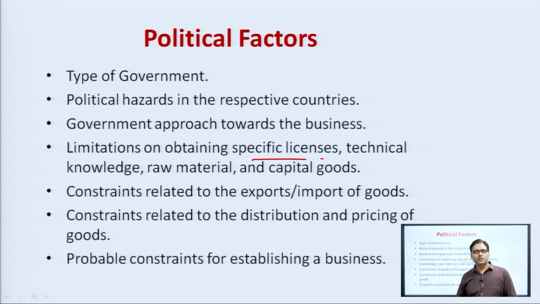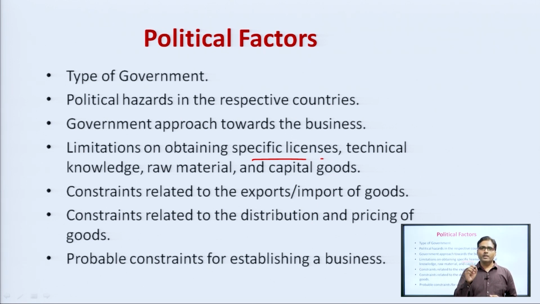What is the technical knowledge of the people there? What do they know, what kind of technical knowledge are they equipped with? What is the availability of raw material? Is raw material abundant or scarce in nature? Capital goods, what is the nature of capital goods? These are the restrictions and limitations regarding licensing, technical knowledge and raw material: either they are ready to give you a license very easily, or the procedures are complex.